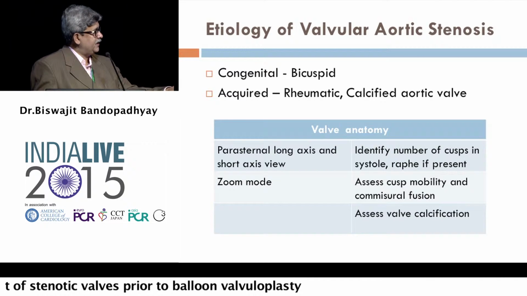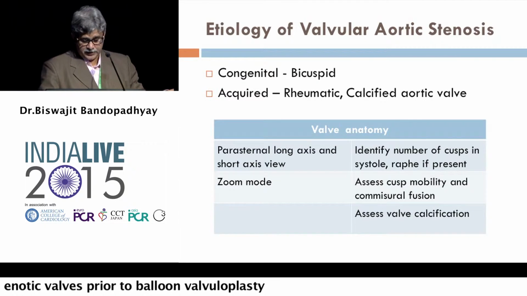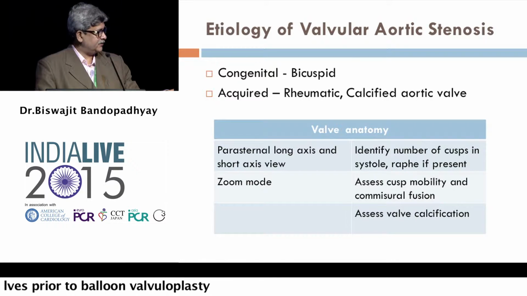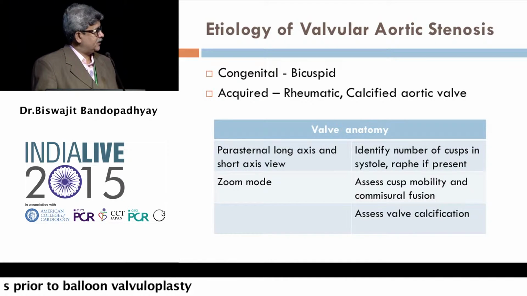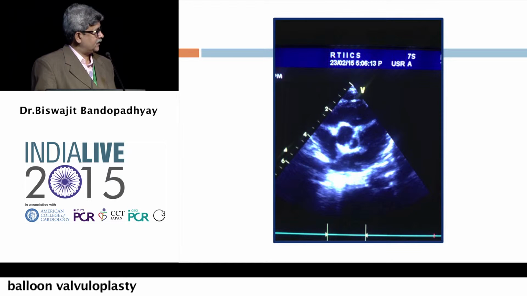So you have to identify the number of cusps in systole and whether any raphe is present. You have to assess the cusp mobility and commissural fusion, and assess valve calcification. So that's the picture of a bicuspid aortic valve. We can see the two leaflets opening up. That's another picture of the bicuspid aortic valve.